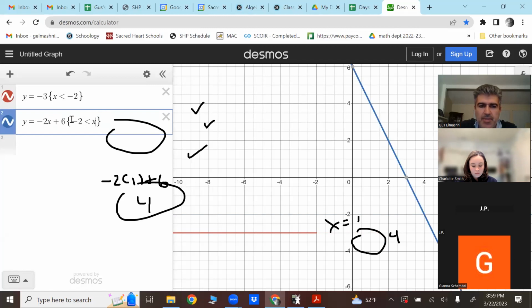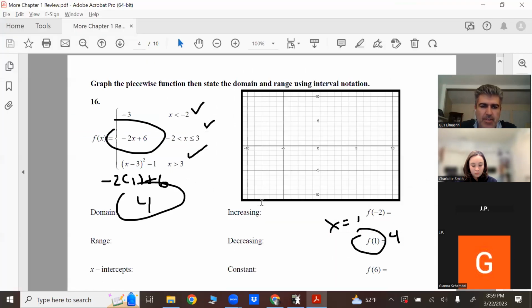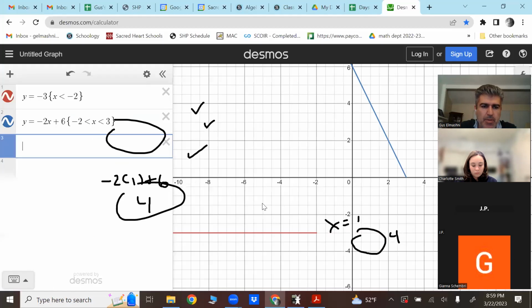Again, I'm giving this to you guys. So it's less than or equal to 3, but I don't know how to type less than or equal to. That's okay. And then lastly, it's x minus 3 squared minus 1.